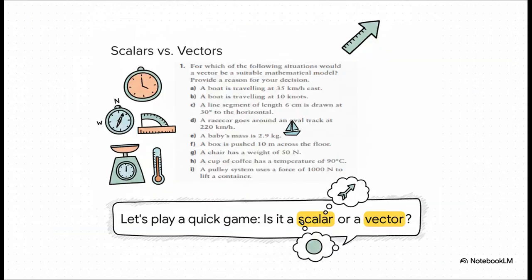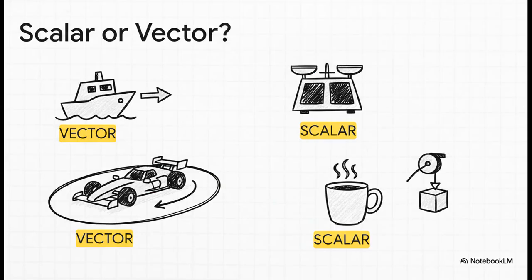All right, let's put this to the test to really get a handle on it. How about a quick little game? I'm going to throw out a few examples, and you just think to yourself, is it a scalar or is it a vector? Ready? Okay, first up, a boat moving at 35 kilometers per hour east. That's for sure a vector. We've got the speed and the all-important direction. Next, a baby's mass of 2.9 kilograms. That's a scalar. It's just a number. There's no direction to it.